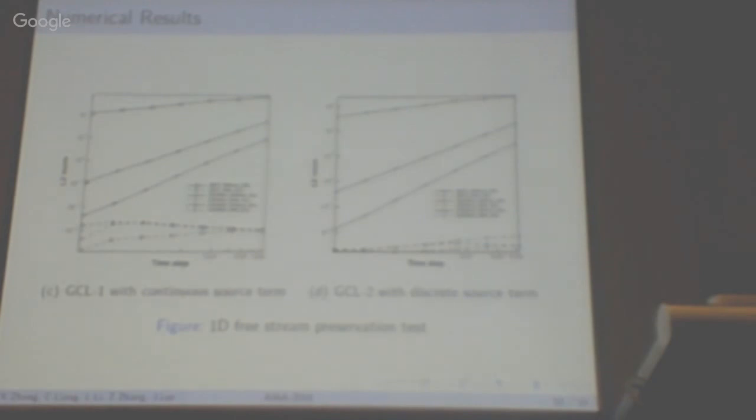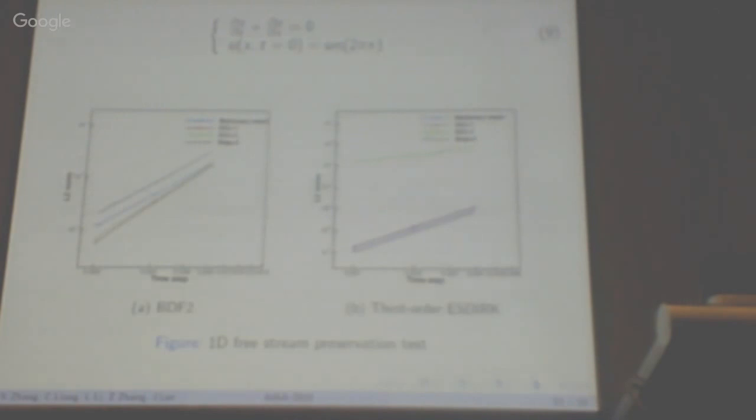So JCL1 is with the continuous source term and JCL2 with the discrete source term. And then we test JCL1 and JCL2 using the 1D wave propagation test case. The left plot just shows the result solved by the BDF2. We can see that both JCL1 and JCL2 can achieve the designed time accuracy of the BDF2.